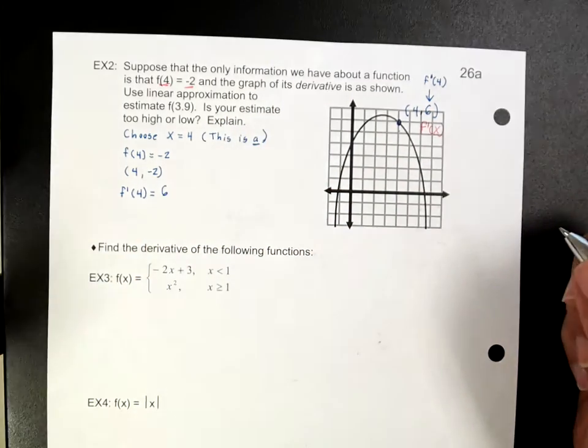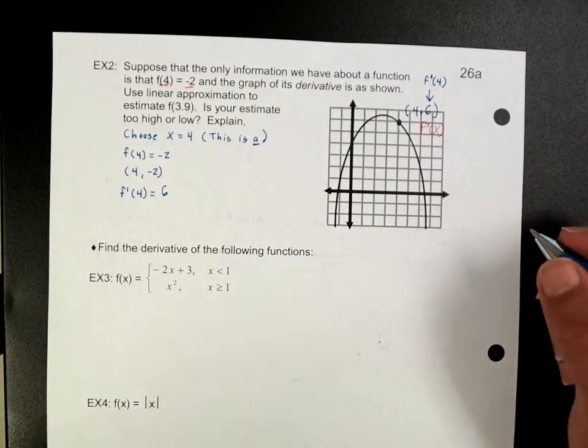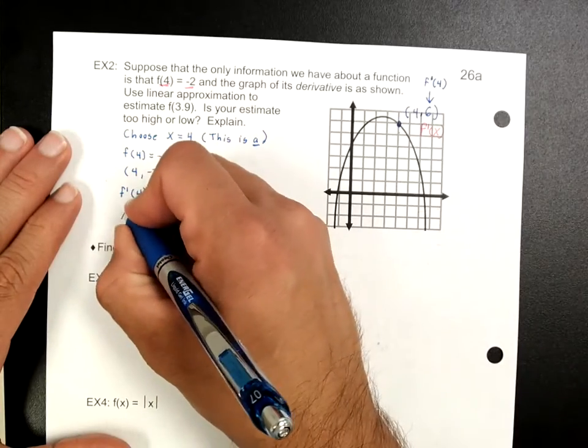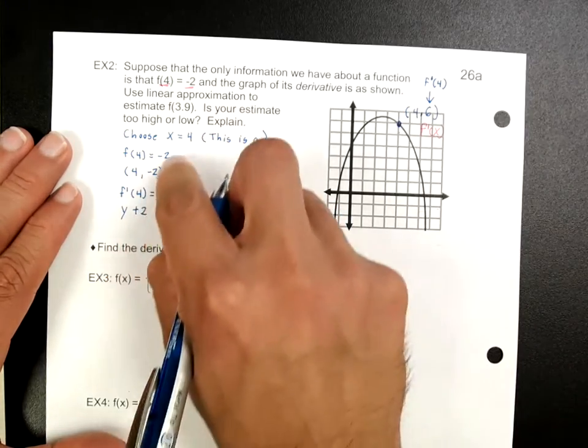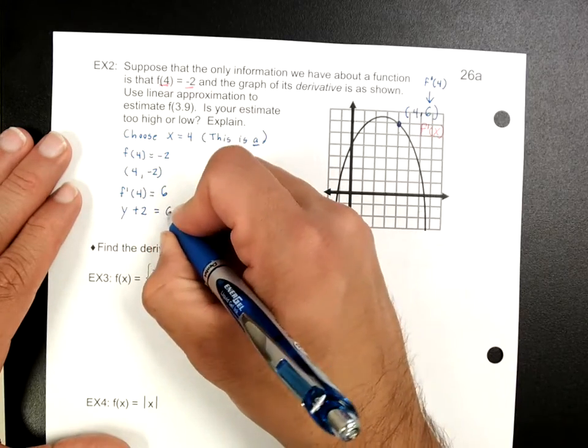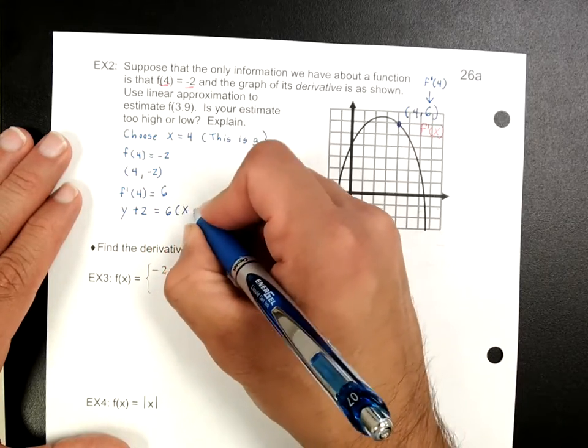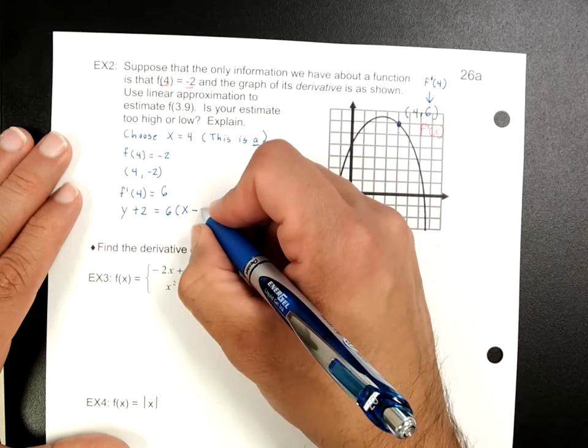And then now I need to figure out the equation of the line. So I would have y plus 2. Notice that I have a minus and negative, makes it a positive. Is equal to the slope times x minus 4.